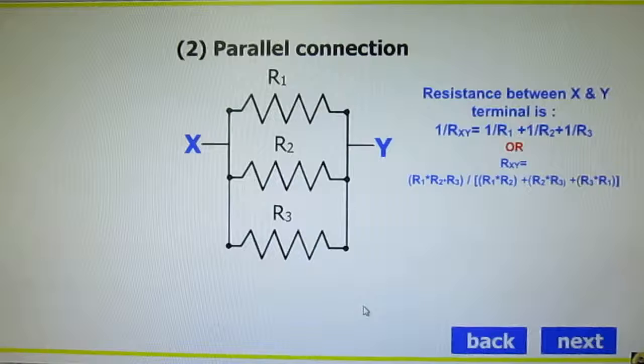Suppose three resistors are connected in parallel, then the formula will be like this: 1 upon Rxy is equal to 1 upon R1 plus 1 upon R2 plus 1 upon R3, or in simplified form, R1 into R2 into R3 divided by R1 into R2 plus R2 into R3 plus R3 into R1.